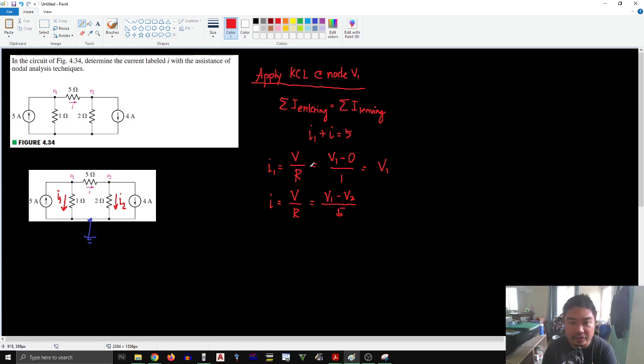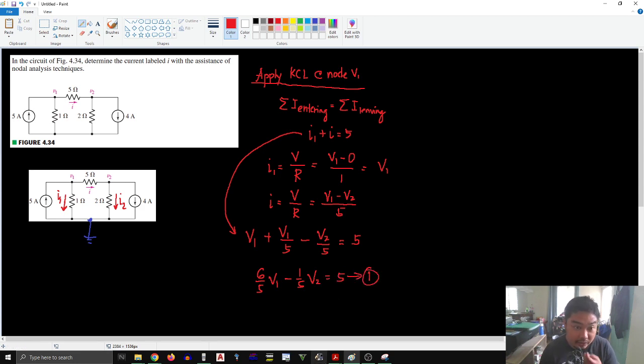Substituting into the equation, I1 is V1, plus the current I, which is V1 over 5 minus V2 over 5, must be equal to 5. Now rearranging the equation, 1 plus 1 over 5 is 6 over 5 of V1, minus 1 over 5 of V2, is equal to 5. So this will be our first equation.